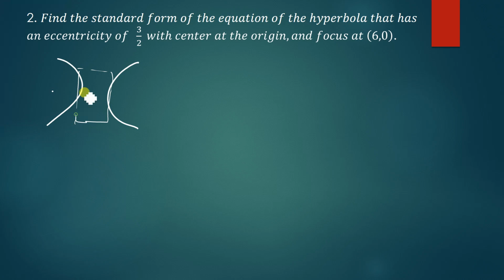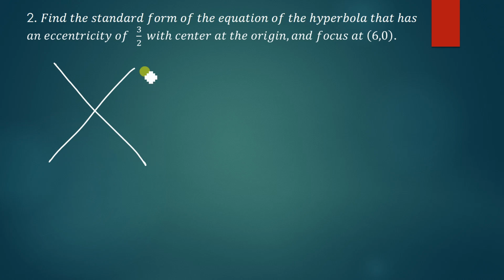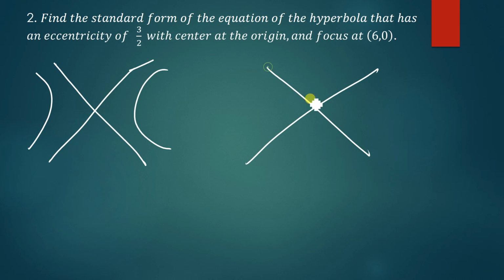So I'm just trying to do a sketch here. Sorry for that. So the hyperbola looks like this. Let me draw the asymptotes first. It will look like that, and sometimes you have it in this orientation. Okay, so how do you find the standard form of such curves? Let's see how to do that.